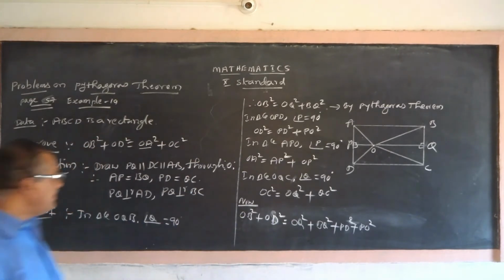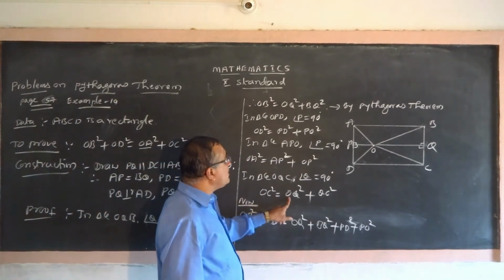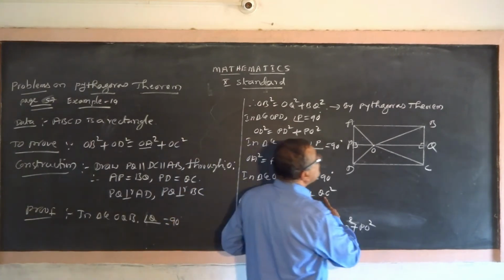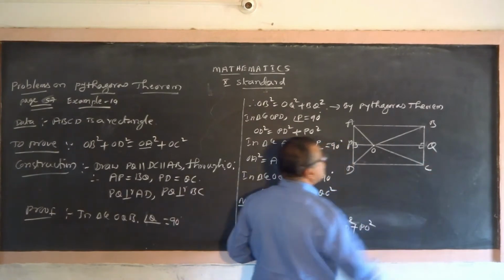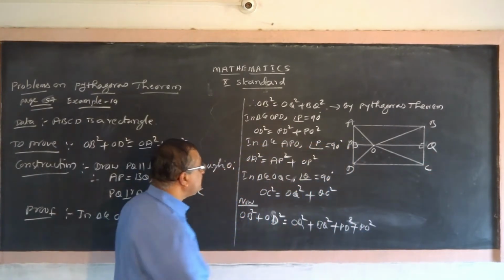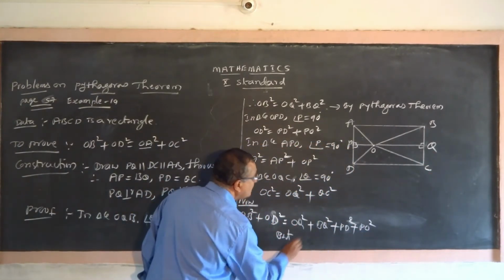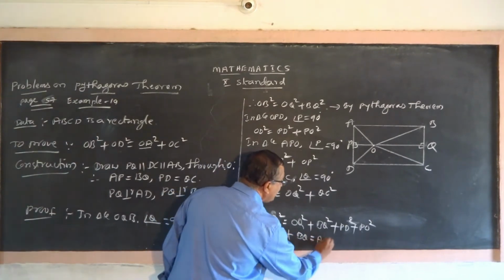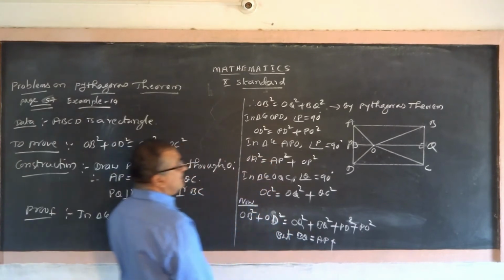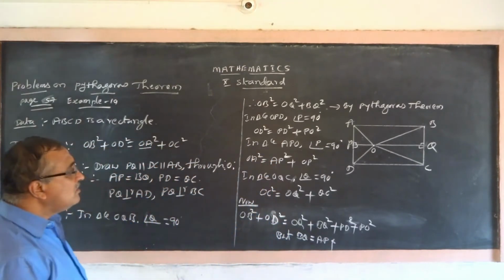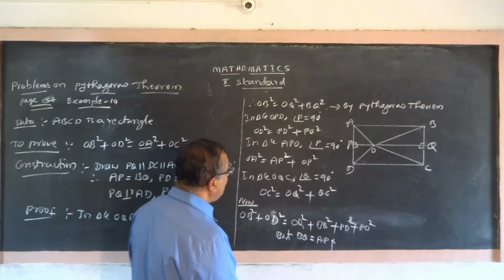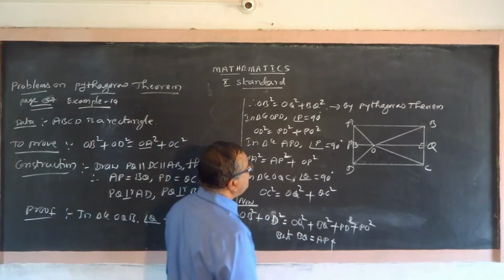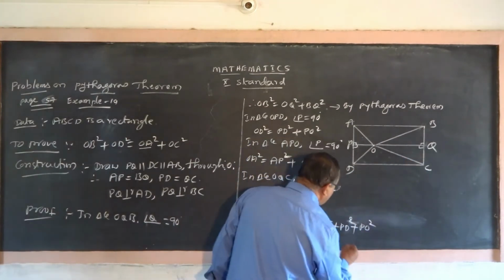Similarly we need OC square. OC square equals OQ square plus QC square. OQ is there, and QC square is needed. QC is equal to what? PD equals QC. Is it right? So therefore, BQ is equal to AP, and one more thing: QC is equal to PD.